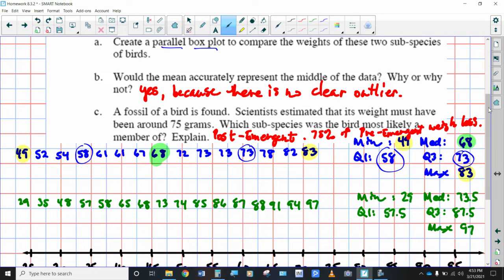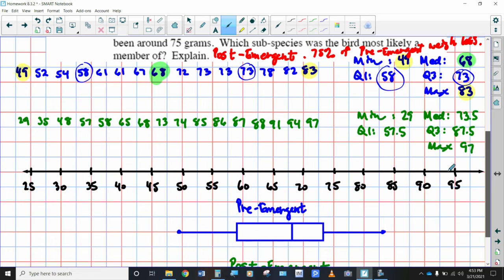So we take all of those numbers and we reference them against a number line. Here's your minimum, 49. Here's your maximum, 83. Here's your median, 68. Here's your first quartile, 58. And here's your third quartile, 73. Notice how all those numbers are accurate for their positions on the number line. I don't want to mark that up though.